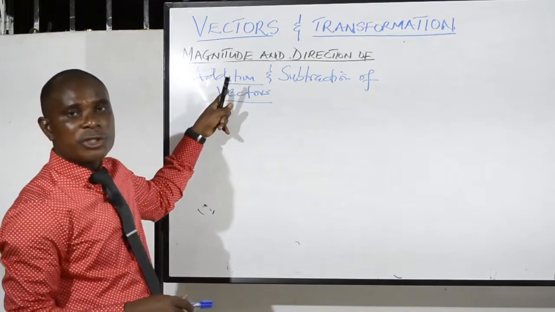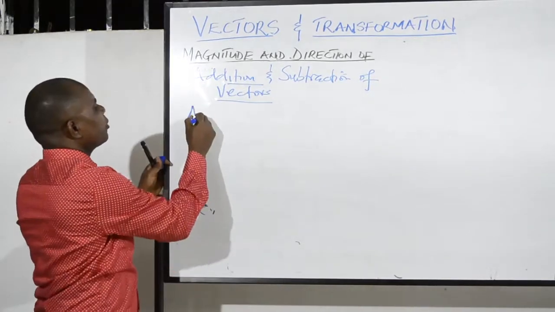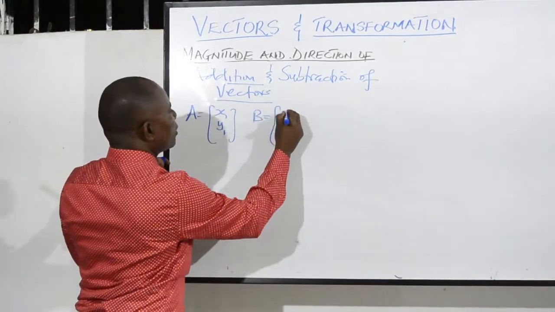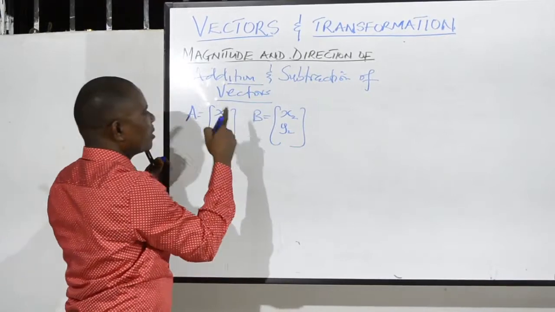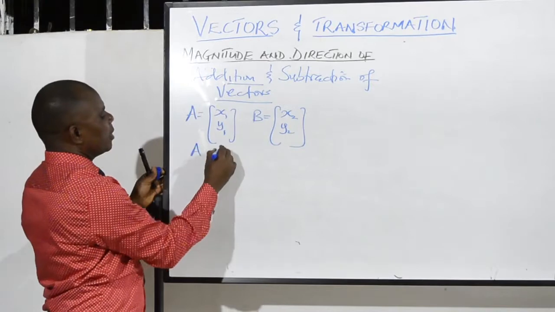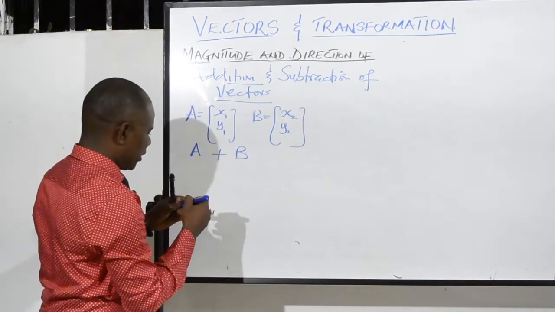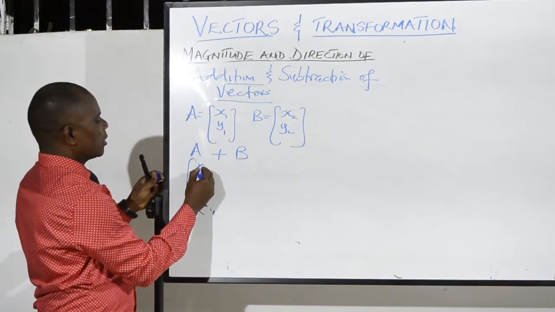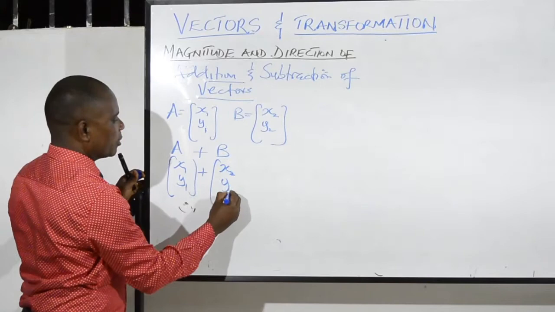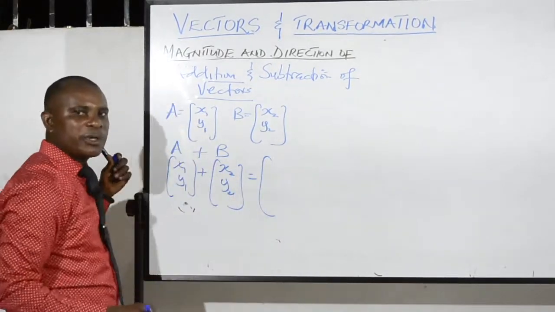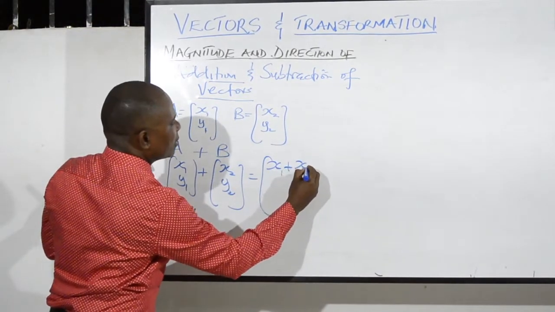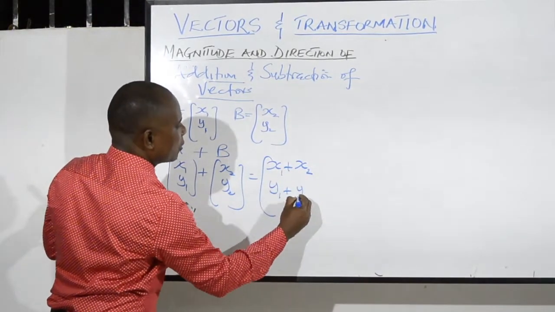So the first manipulation is to find the addition of vectors. Let's say we still have vector a, which is x1, y1, and vector b, which is x2, y2. This is the first position, and this is the second position. Now we want to find a plus b, that's the adding of those vectors. So a plus b is x1, y1 plus x2, y2. If I add the corresponding x and y, that's how we add vectors. We add vectors by adding the corresponding x's and the corresponding y's.